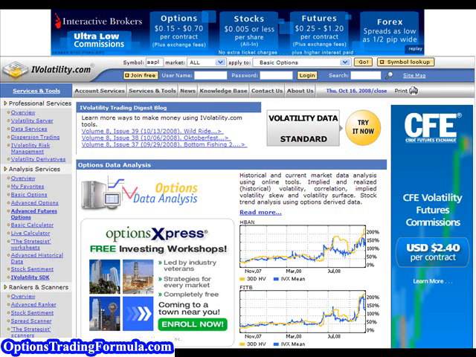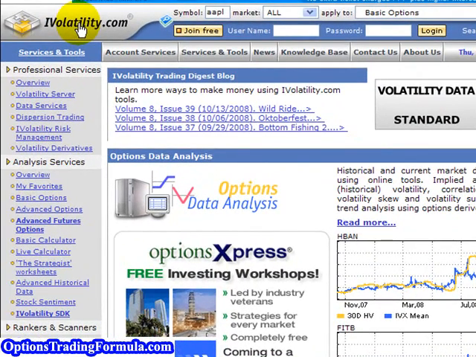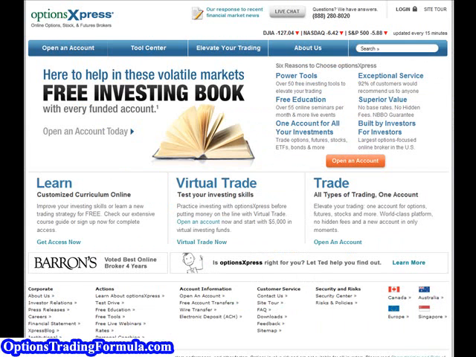Now, volatility charts can be found in iVolatility right here, where you can join for free. Also, you can find volatility charts in optionsexpress.com. Also here in Options Express at optionsexpress.com, you can open a free account without having to fund it, and you will be able to use the volatility charts we're going to be seeing.